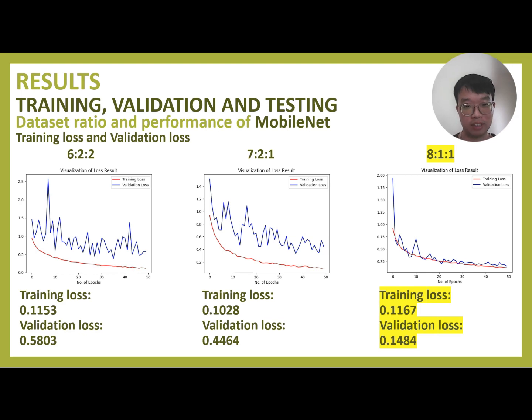After that, for the training loss and validation loss of the MobileNet, the one trained with 811 dataset has the best training loss and validation loss compared to the MobileNet trained with 622 and 721 dataset. It has the training loss of 0.1167 and validation loss of 0.1484.